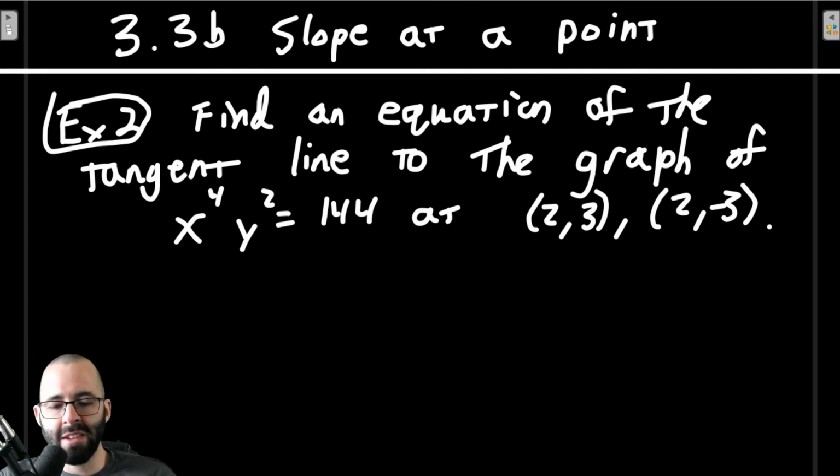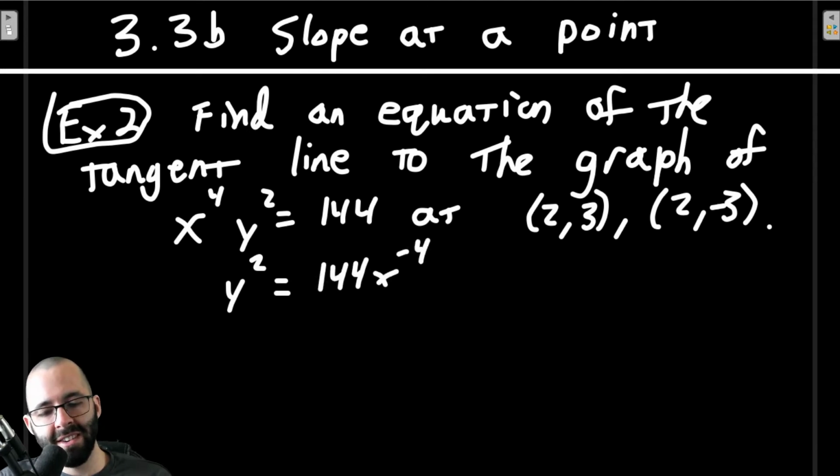There are actually some ways of making this derivative problem a little easier. You could do what we did last time. Take the derivative of both sides with respect to x. But in this problem, it's actually a little easier, I think, if you divide both sides by x to the fourth. This is 144 x to the -4. This is optional. It just makes your life a little easier.